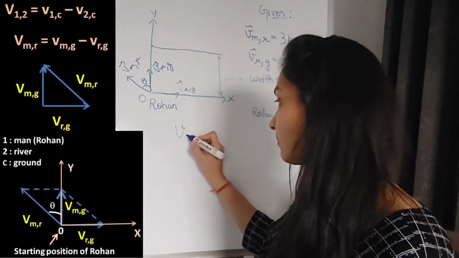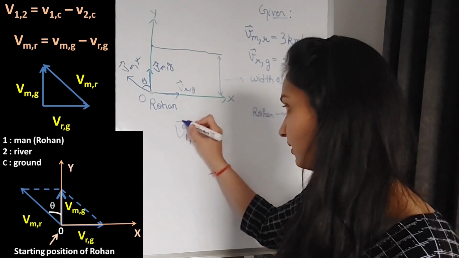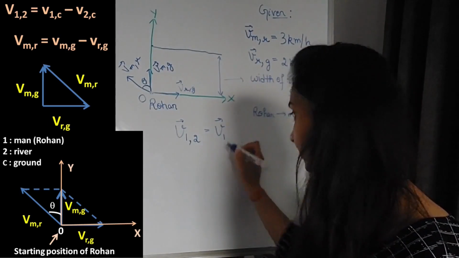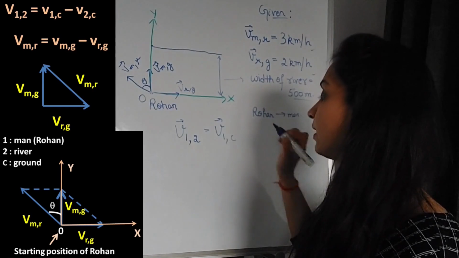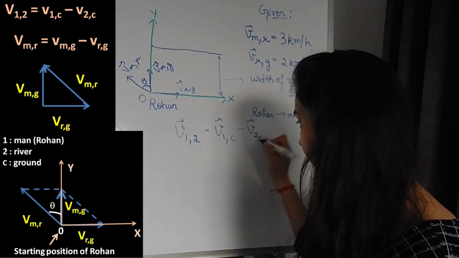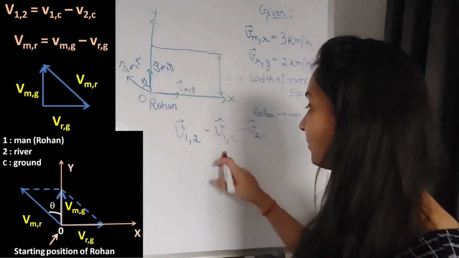Velocity of something with respect to the other thing is equal to the velocity of the first thing with respect to some common frame of reference minus the velocity of the second thing with respect to that common frame of reference. Okay, this is what it is.